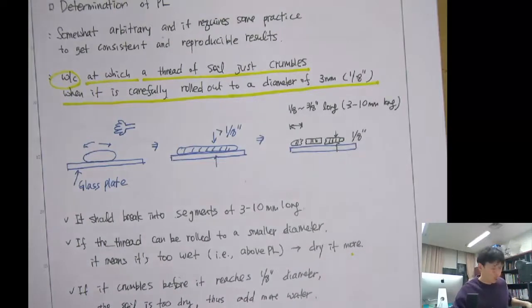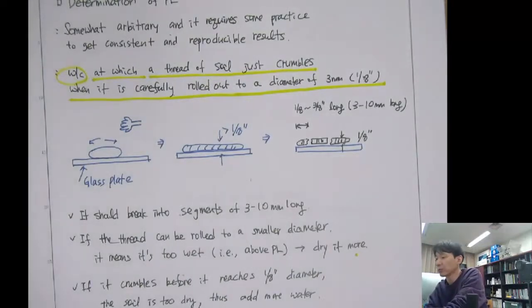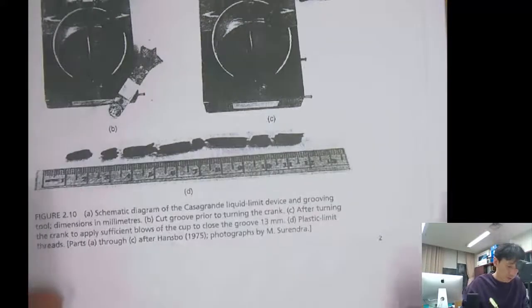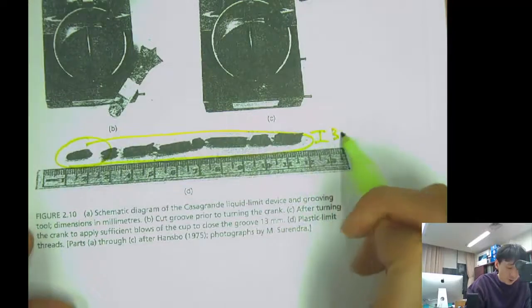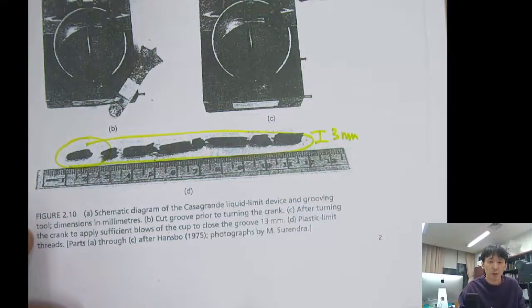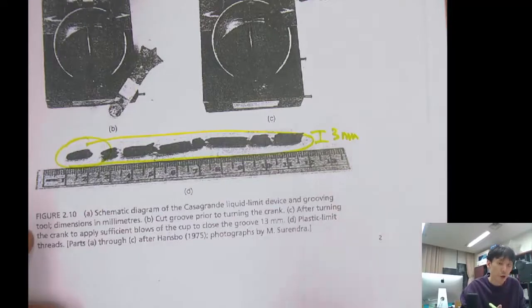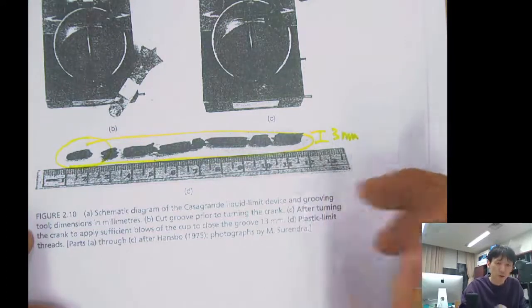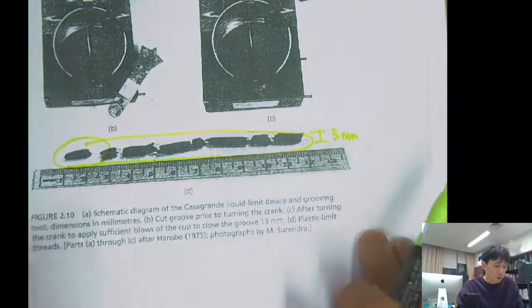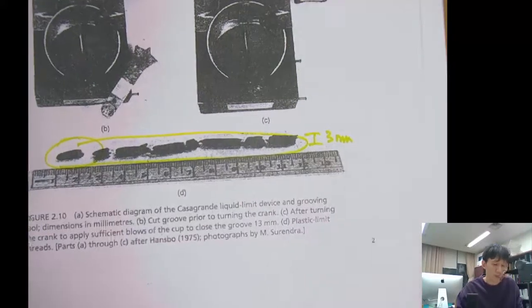When you look at the handout, it also shows the standard example. This one. So when it crumbles like this, with the diameter of 3 millimeter, you measure the water content. If it crumbles at a smaller diameter, like thinner, like 2 millimeter, then you have to add more water. And if it doesn't crumble like this, even with the thicker diameter, then you have to try it a little bit more. By doing that, you can determine the plastic limit. So it kind of requires a little bit of experience.